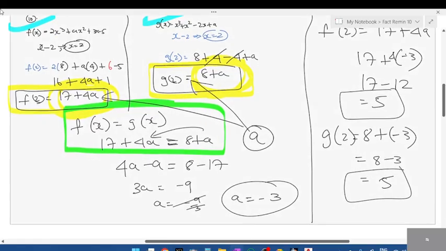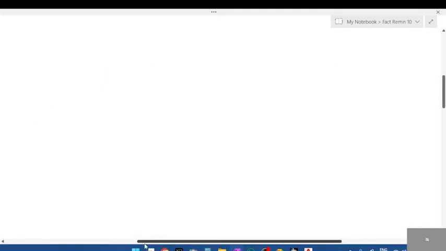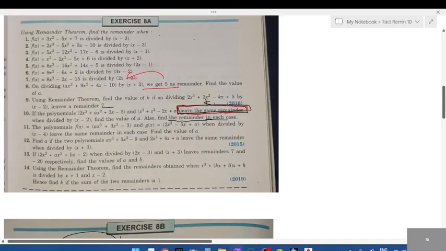Any doubts in this? All of you understood? Completed? Fine. I'll give you all one question. 10th is done. The 11th question you all can try for homework, students. How many polynomials are there? 2 polynomials, right? Your f of x, g of x. They have given the names. Divided by, remainder is the same. Leaves the same remainder. Same question. Put it equal, find the value of a. Also find the remainder, students.